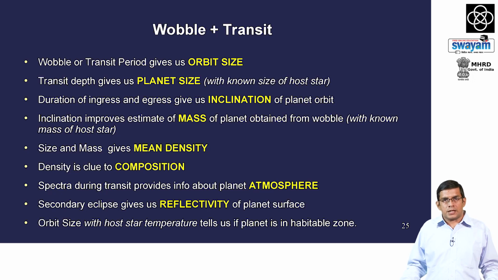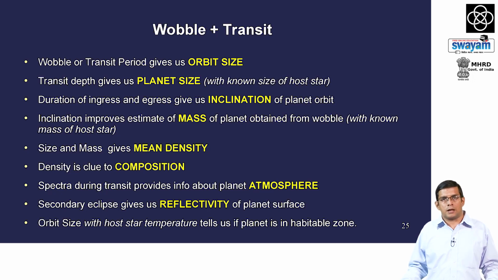The periods of ingress and egress in the transit give us the inclination of the planet orbit. Now, this inclination can improve the estimate of mass that you observe through the Wobble method. Of course, the estimate of the planet mass also depends on the mass of the host star, which is to be known independently. But the uncertainty in the mass of the planet due to the inclination factor can be removed from the result about the inclination from the transit method.